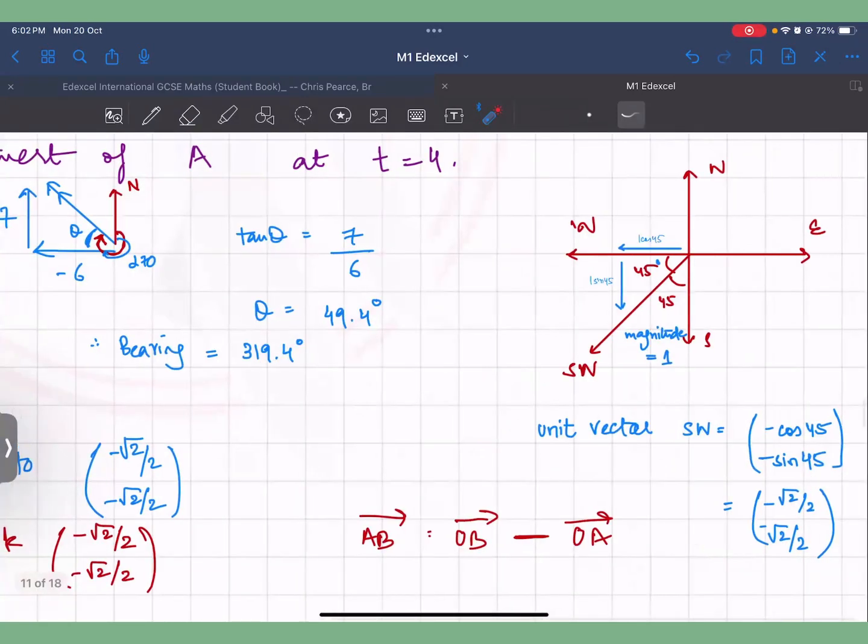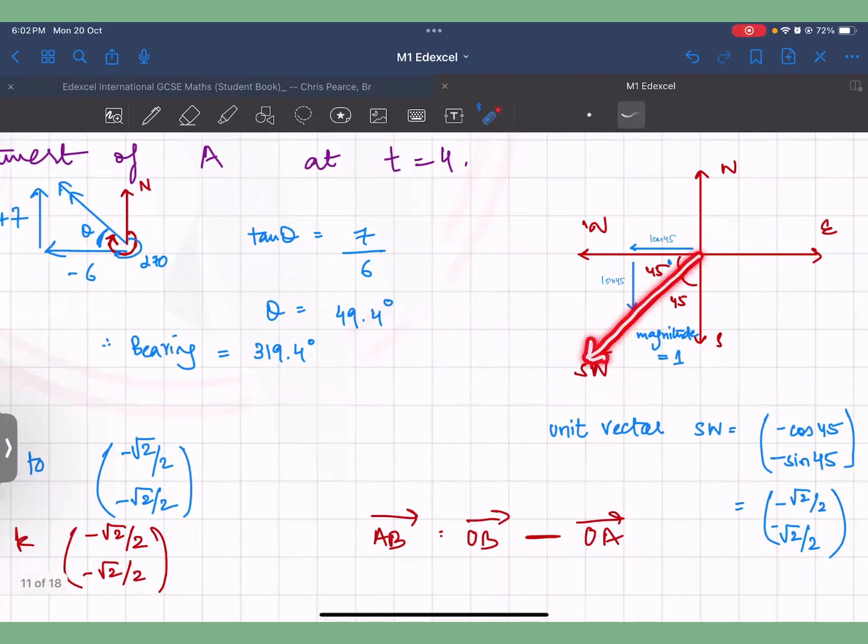Direction vector in this southwest direction. So we know the angle, it is 45. And we found a unit vector. So we converted this into components. So this would be negative 1 cos 45 because it's alongside the angle. And this is negative 1 sine 45 because it is downwards. So this is the unit vector in the southwest direction.